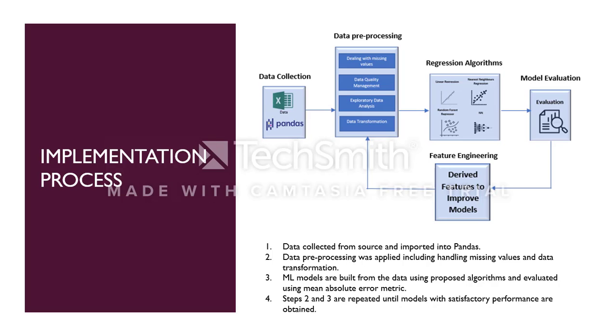The models were evaluated on the mean absolute error and the process repeated until better results were obtained. In experiment 2, more features were derived using feature engineering and the process repeated.